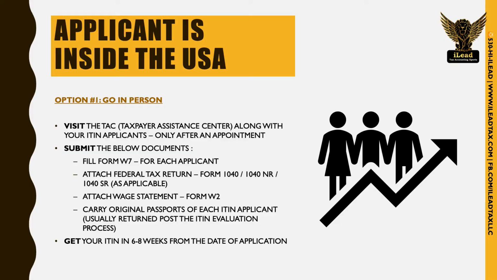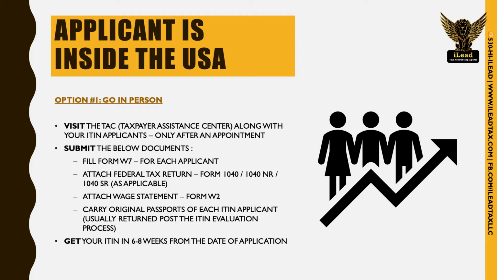So as I said, when the applicant is in USA, there are two options. One, he can go in person to the Taxpayer Assistance Center, or two, he can mail the documents. So let's look at the first option of going in person with the ITIN applicant to the IRS Taxpayer Assistance Center. So what is the process that's involved here? It says visit the Taxpayer Assistance Center along with the ITIN applicants.